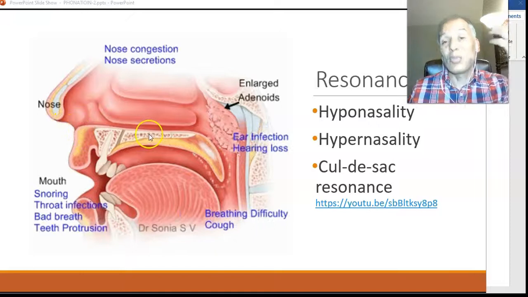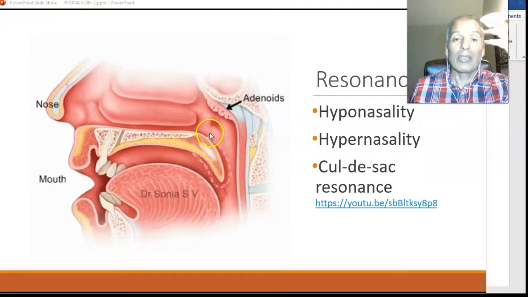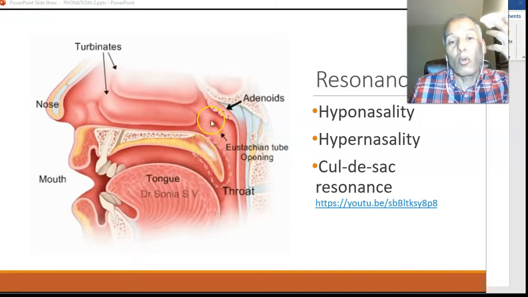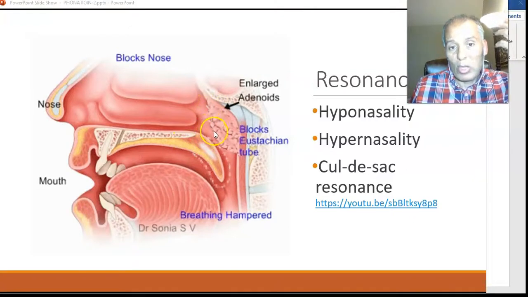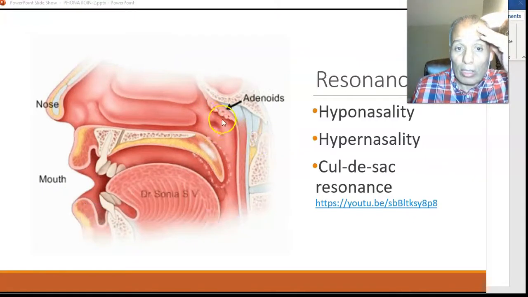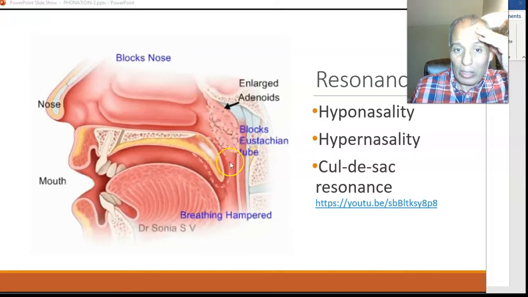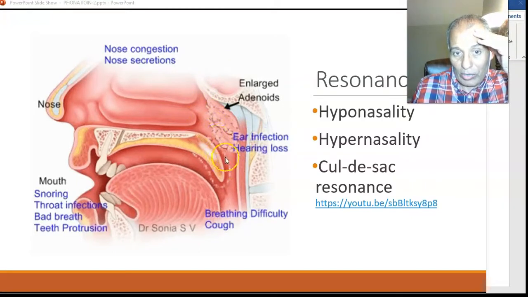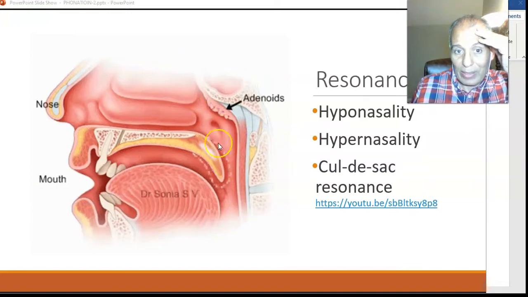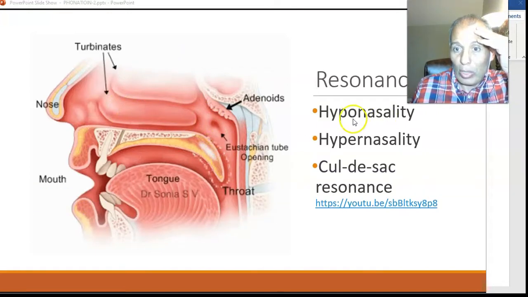But it's easier to detect because the person will speak like they have a cold. And in a lot of situations now, when there are enlarged adenoids, the person has enlargement. Now see how the airway is restricted. And then this is going to cause hyponasality.